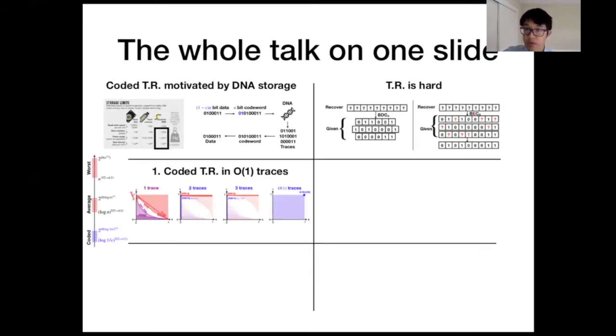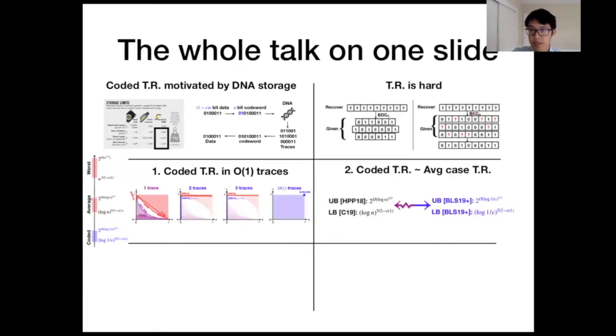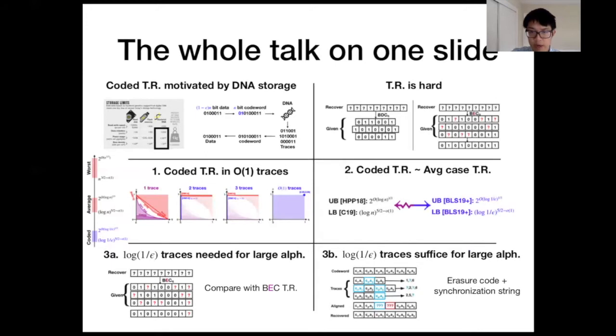First, we can do coded trace reconstruction in a constant number of traces. I'll show this result from a coding theory perspective and a trace reconstruction perspective. I'll then talk about our second result, which is an equivalence between coded trace reconstruction and average case tree construction. And then I'll tell you about some results we get for trace reconstruction over larger alphabets, and I'll sketch the proof.